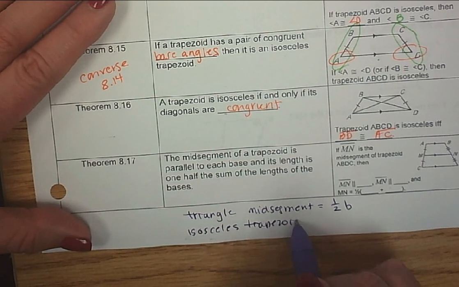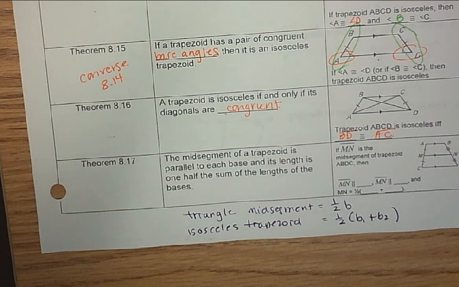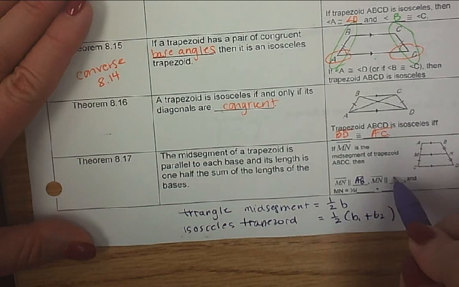So MN is parallel to AD, and it's parallel to CD because it's the mid-segment. Then it's 1/2 of base 1 plus base 2. It doesn't matter who you call base 1 and who you call base 2, it just matters that they're the two bases of the trapezoid. All right, we got two other little theorems, and then we're just going to practice.